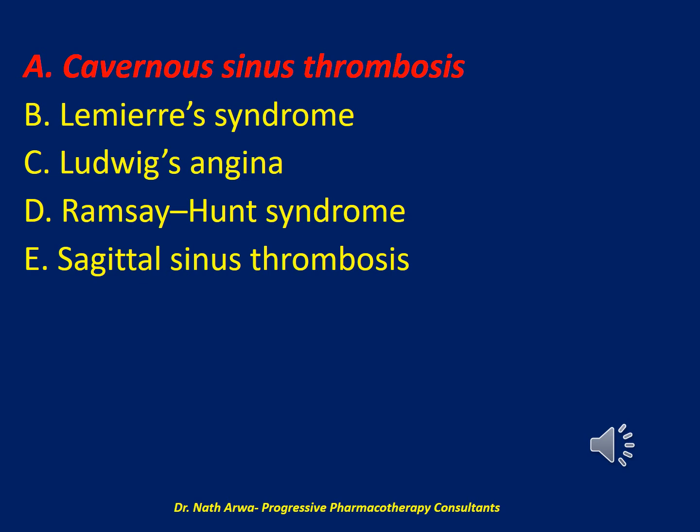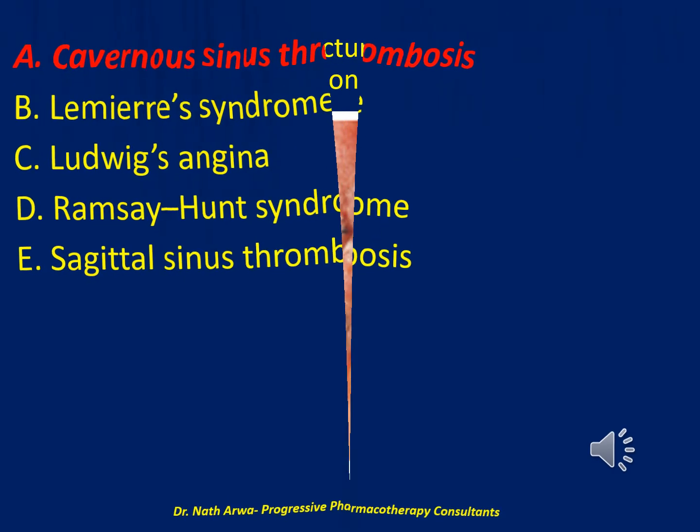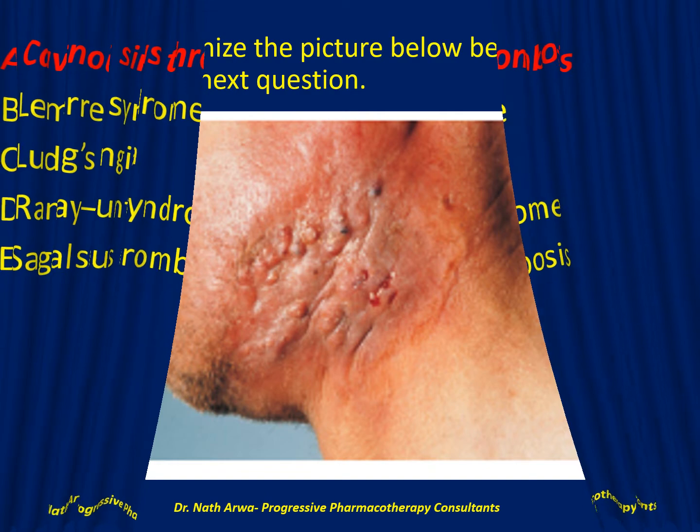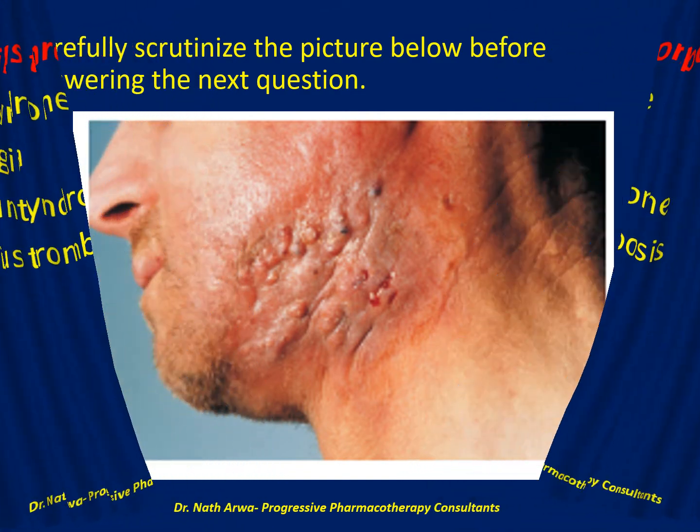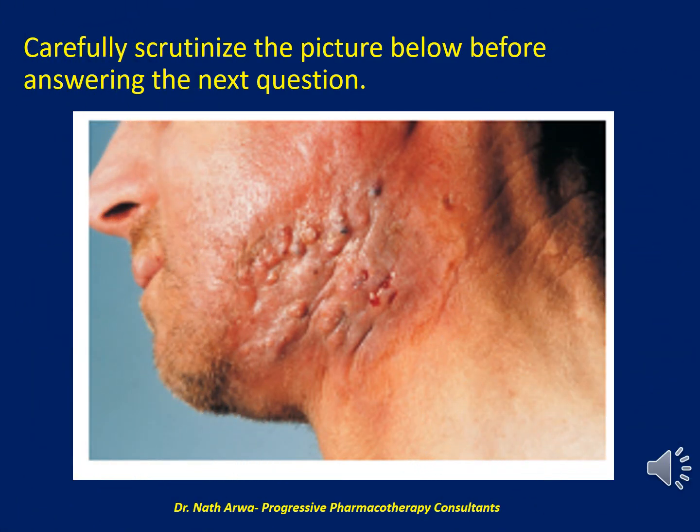Symptoms may include fever, headache, encephalopathy, facial and periorbital swelling, and deficits related to cranial nerve involvement of cranial nerves 3, 4, 5 and 6. Please progress to the next question. Pause the video and carefully scrutinize the picture in this slide before answering the next question.